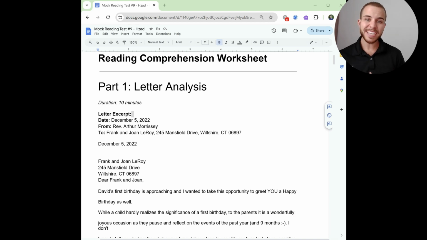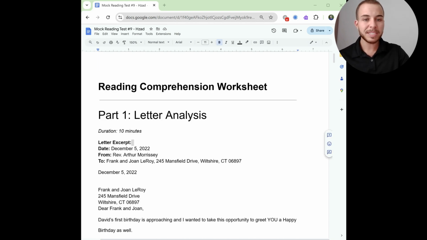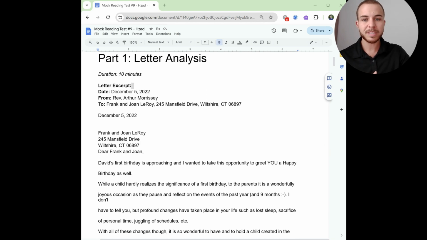I'm Scott from HZAD Education, and today we're going to go through parts 1, 2, 3, and 4 of the reading exam, and I will give you some tips and tricks on how to complete it perfectly. So let's get started, and towards the end I'll give you some more advice on how to speed up and ace this test. Right, so the reading comprehension worksheet has 4 parts.